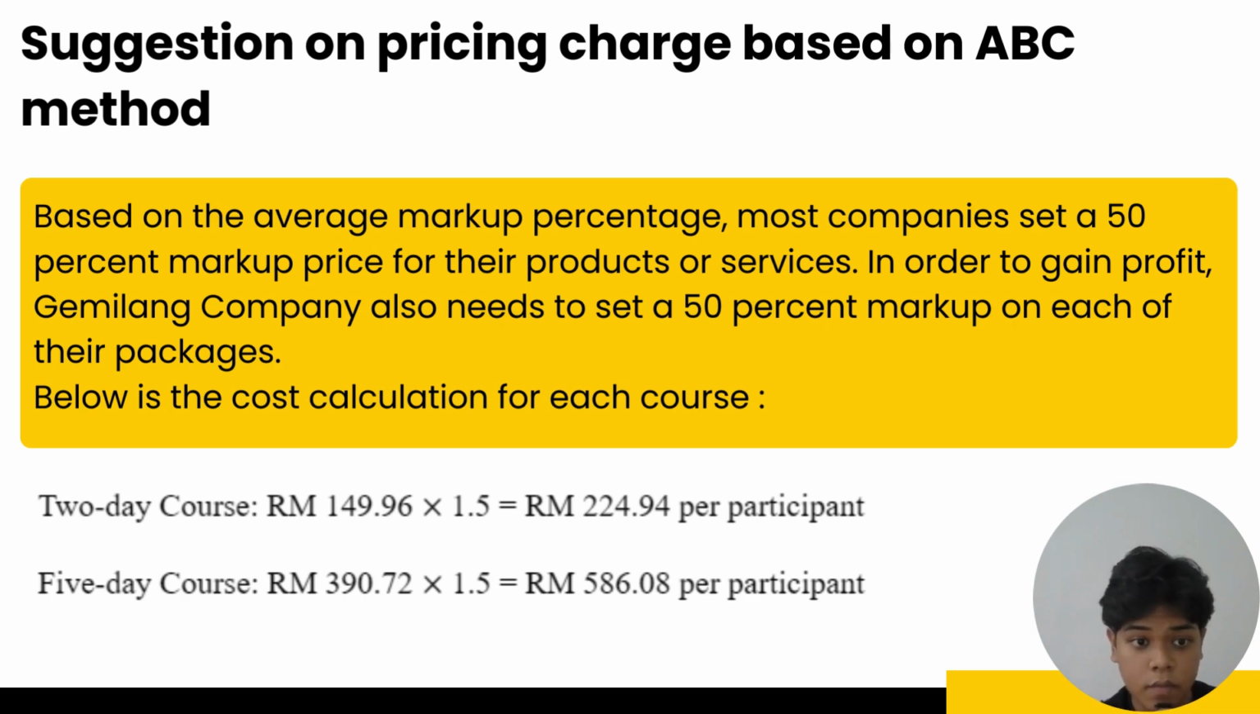For the 2-day course, we have 149 ringgit and 96 cents times 1.5, and we will get 224 ringgit and 94 cents per participant. For the 5-day course, we have 390 ringgit and 72 cents times 1.5, and we will get 586 ringgit and 8 cents per participant. So by implementing these prices, Gamelan company will be able to cover their costs and also gain some profits.